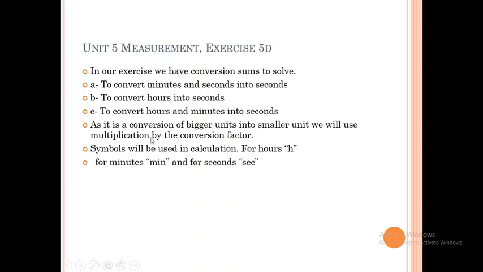So before starting the sums, as it is a conversion of bigger units into smaller units, you know what we will do? We will do the multiplication by the conversion factor. We will multiply the number by using the conversion factor. And for calculation work, to make our work easy and simple, we will use the symbols, not the full word. For hours, we will write H. For minutes, we will write MIN, and for seconds, SEC. So these are the symbols that you are going to use while doing the calculation.